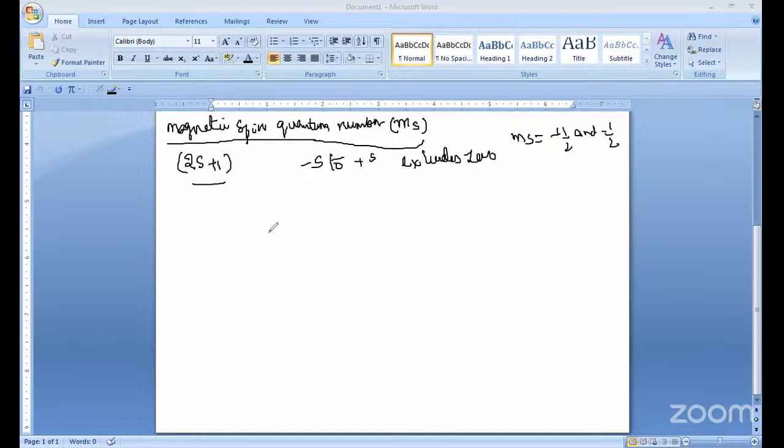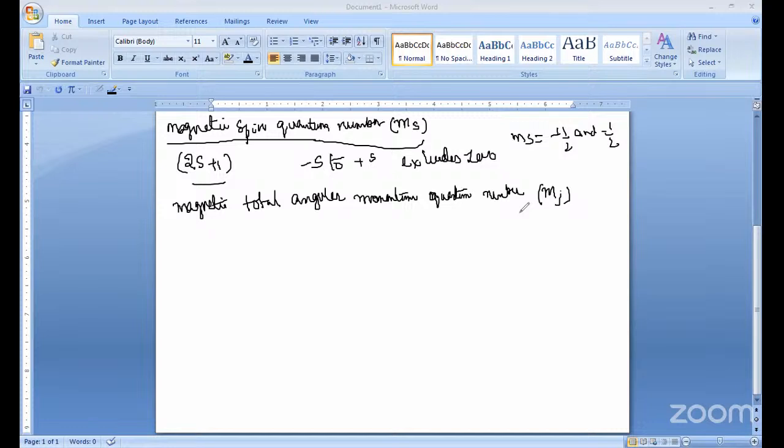Having studied the magnetic orbital quantum number and the magnetic spin quantum number, we now go through the magnetic total angular momentum quantum number. It is generally represented by mj. This is the numerical value of the projection of the total angular momentum vector j on the field direction.